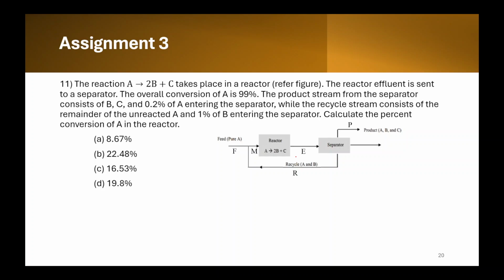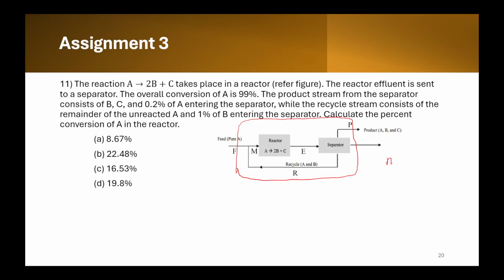Now, and 1% of B entering the separator. So some B part also will be here. Part of B will also be here. Now calculate the percent conversion of A in the reactor. So basically we need to find out the single pass conversion across this reactor. We know the overall conversion. So none of A is coming out from here. So what will be the overall conversion?